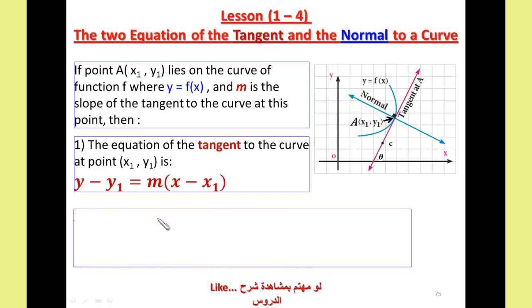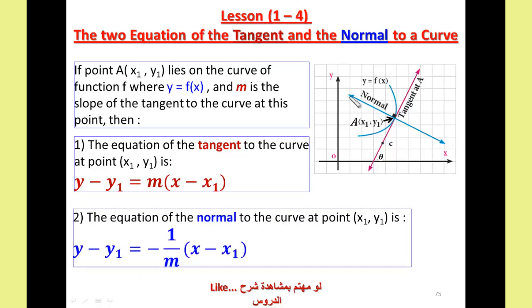Now the equation of the normal to the curve, this blue straight line, at the point x1 and y1 is y minus y1 equals its slope, the slope of the normal, which equals negative 1 over m, multiply x minus x1. Again, x1 and y1 is a point lying on the curve and lying on the straight line, the normal. Here, this point.